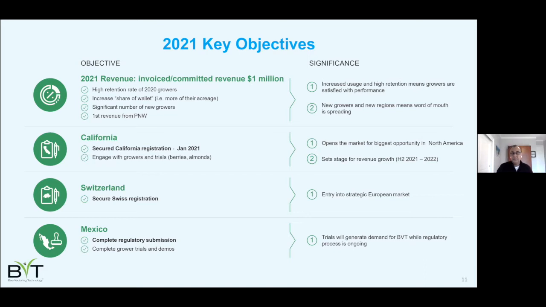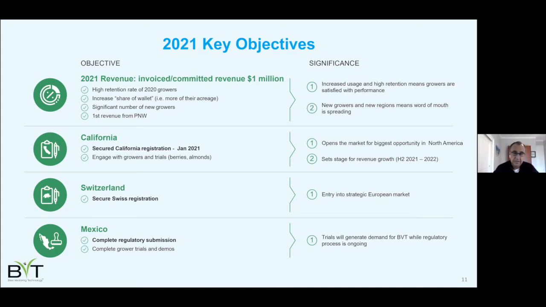So what we can expect, however, is do a small scale commercial demo trial, but then gain their commitments for increased acreage going into the next season. So think about it as a run rate. So we want to get into a run rate of $1 million by the end of this season. And that'll come through high retention of the customers that we did business in last year, increasing acreage, a significant number of new growers, and as you'll see in a minute here, first revenue in the Pacific Northwest.